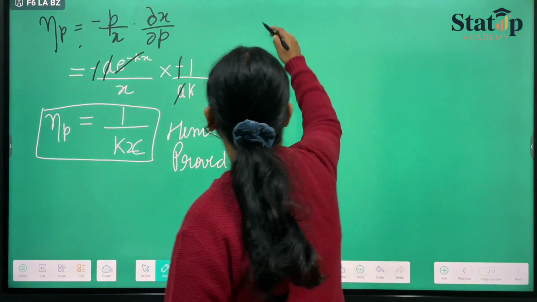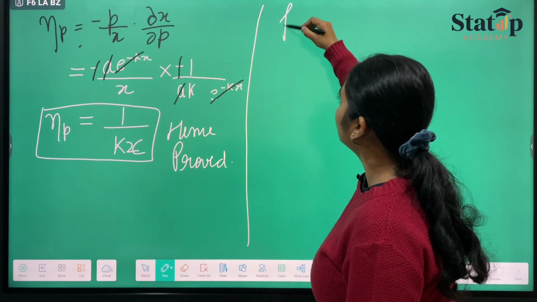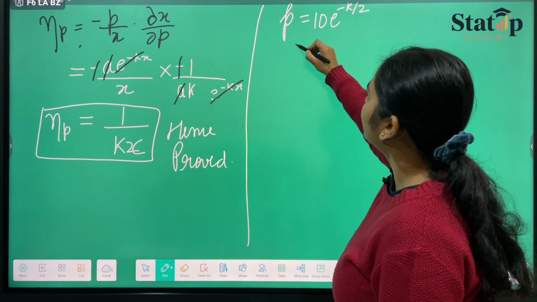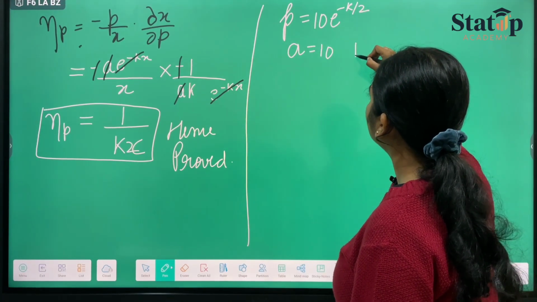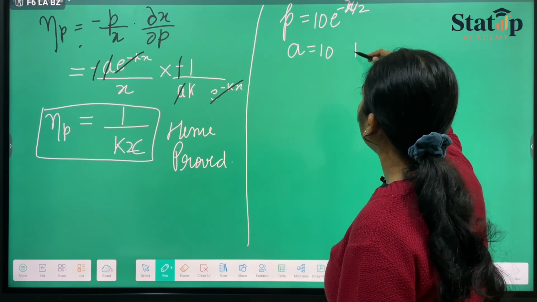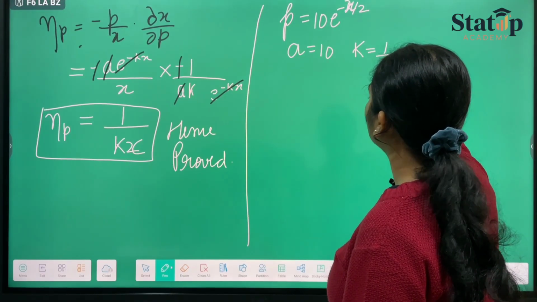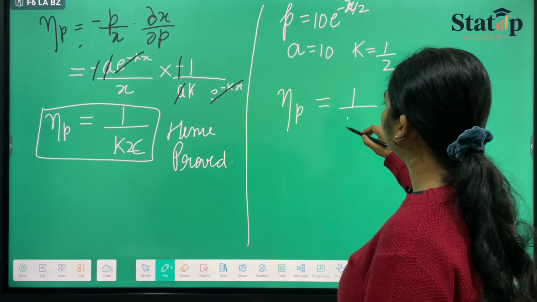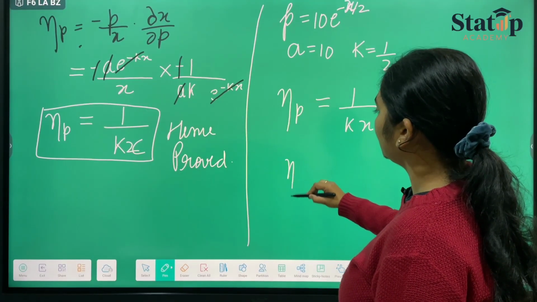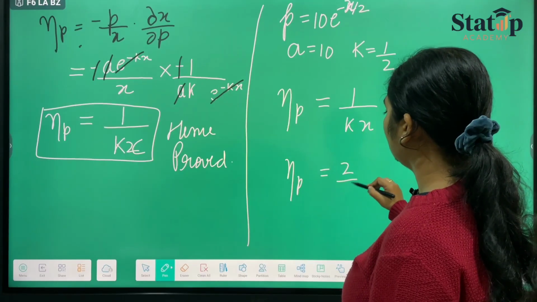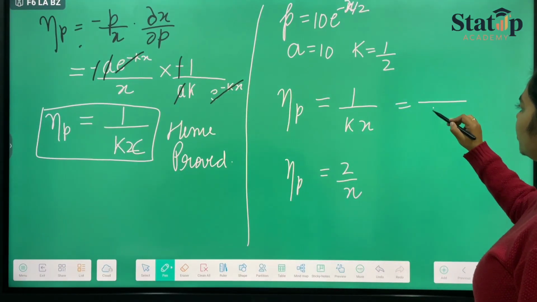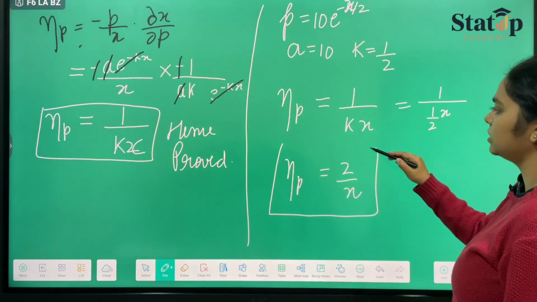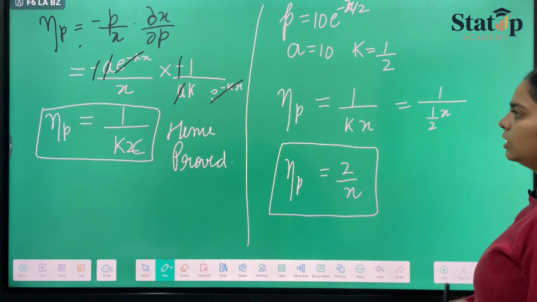Now we have to find the value for the given p equals 10 e raised to the power minus x by 2. Here a is 10 and k is equal to 1 by 2. So the value of price elasticity of demand can be written as 1 upon kx. So it can be written as 2 upon x, because 1 upon k, 1 upon 1 by 2, into x, will be 2 upon x, and this is the value of our price elasticity, 2 by x.